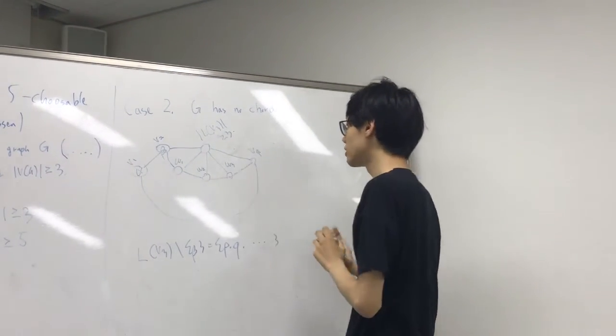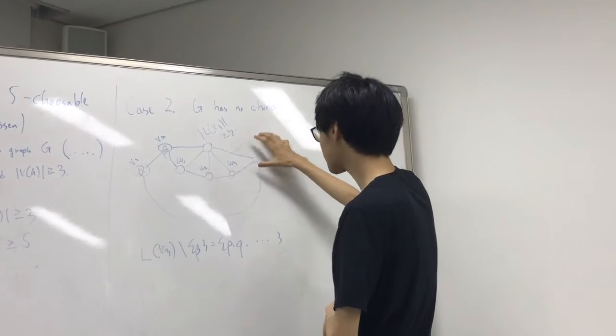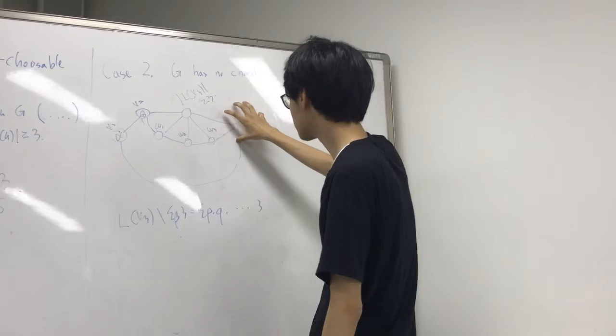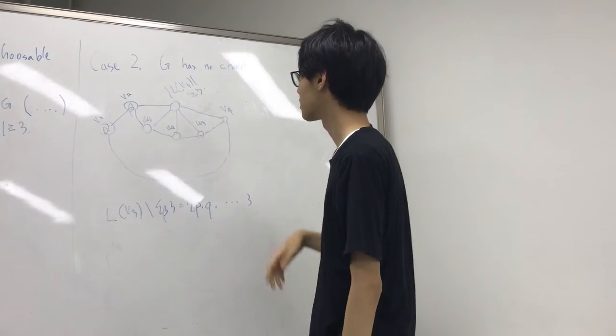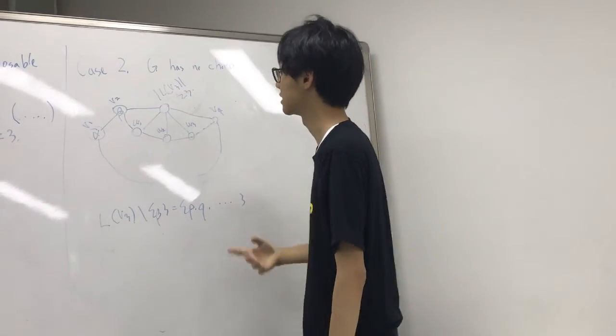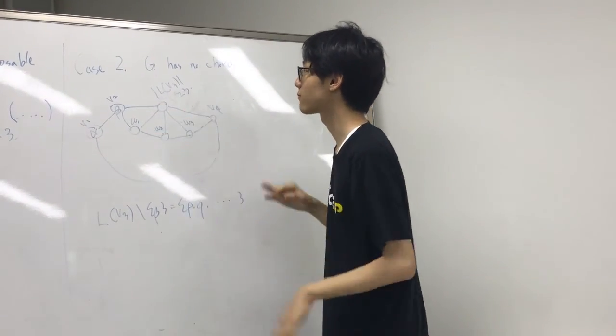And now we have 2 cases. First case, if V4 has color P, then we can just color V3 with Q. Otherwise, we can just color it with P. Then we find the color for V3, and the proof is complete. We found all cases. Thus, every planar graph is 5-choosable.